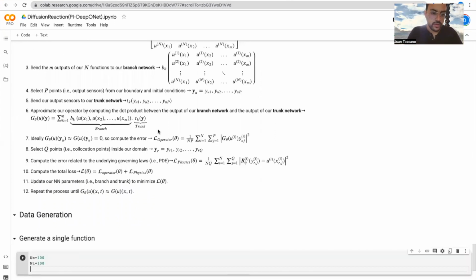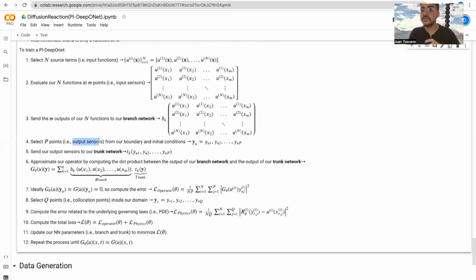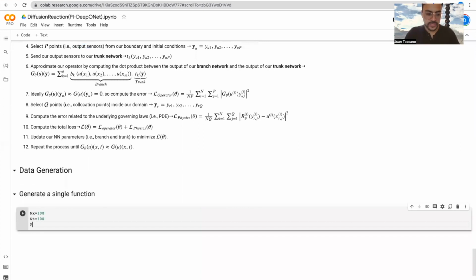And also, please see that we need some kind of output sensors that are points inside our domain at which we will evaluate the solution of our partial differential equation. So let's call this a P train. I'll set it to 300.